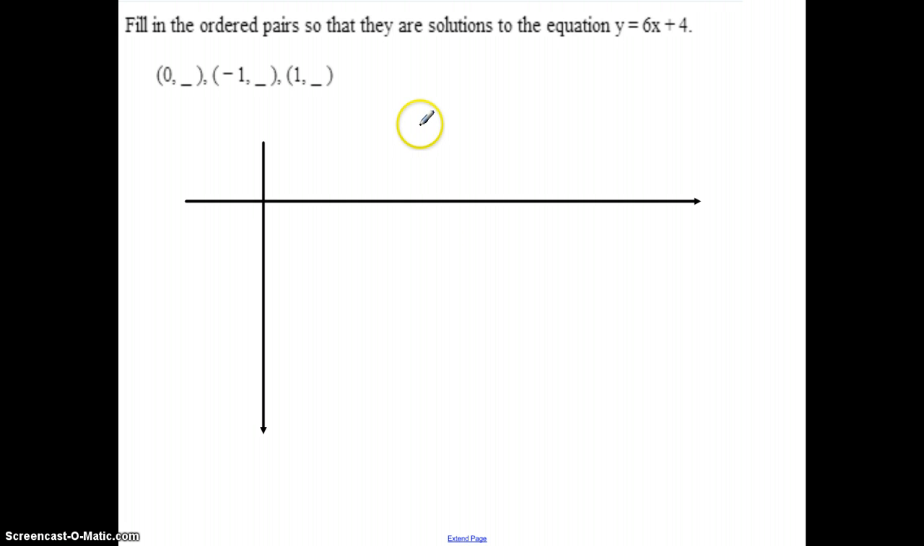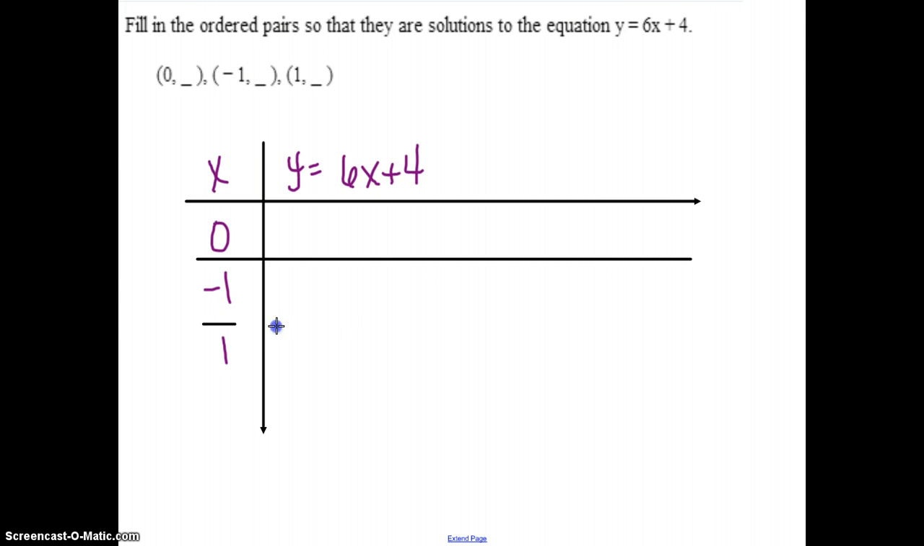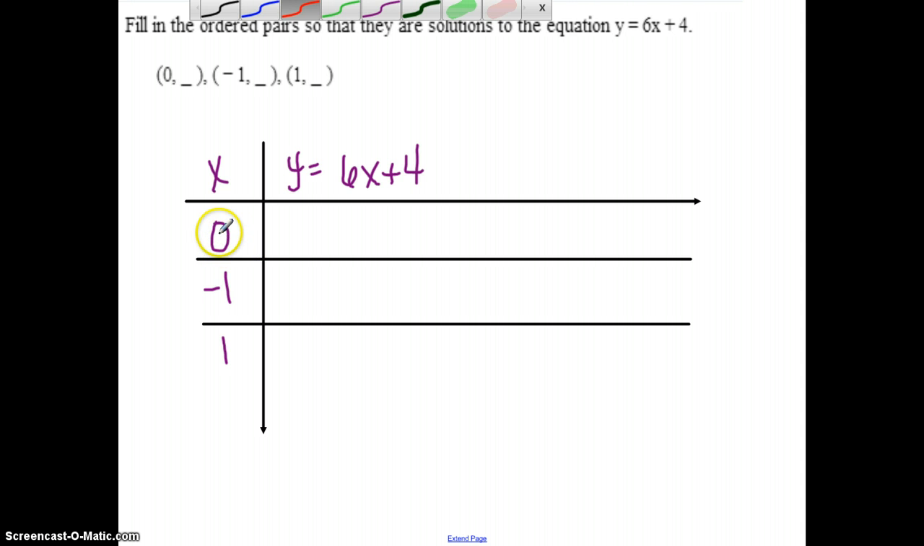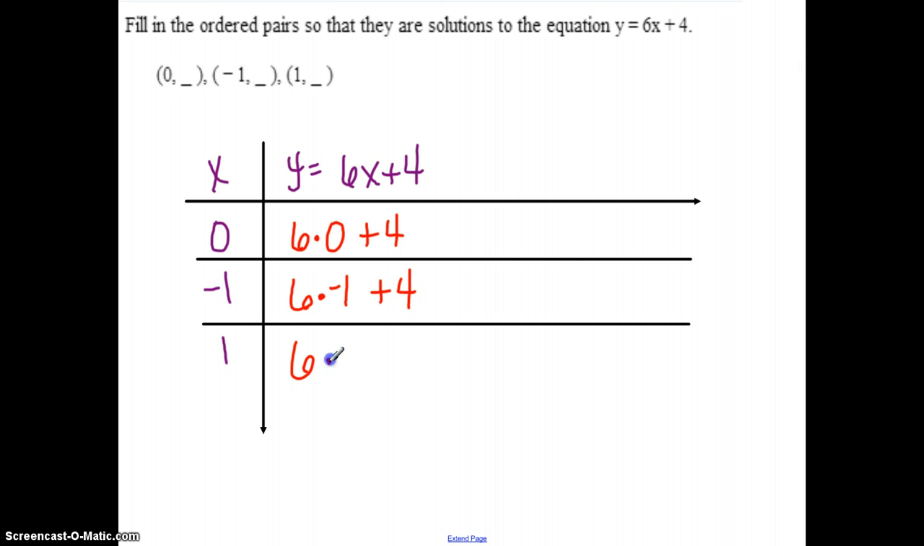Okay, now this one wants us to find the ordered pairs so that they're solutions. So here's going to be my x column, and I know that y is 6x plus 4. All the ones that they've given me here are x values. So 0, negative 1, and 1, I'm going to actually make a table here. So what I have to do is take this 0 and plug it in where the x is at. So 6 times 0 plus 4 would be what this first one would look like. The next one, I would plug in negative 1. The next one, I would plug in 1.